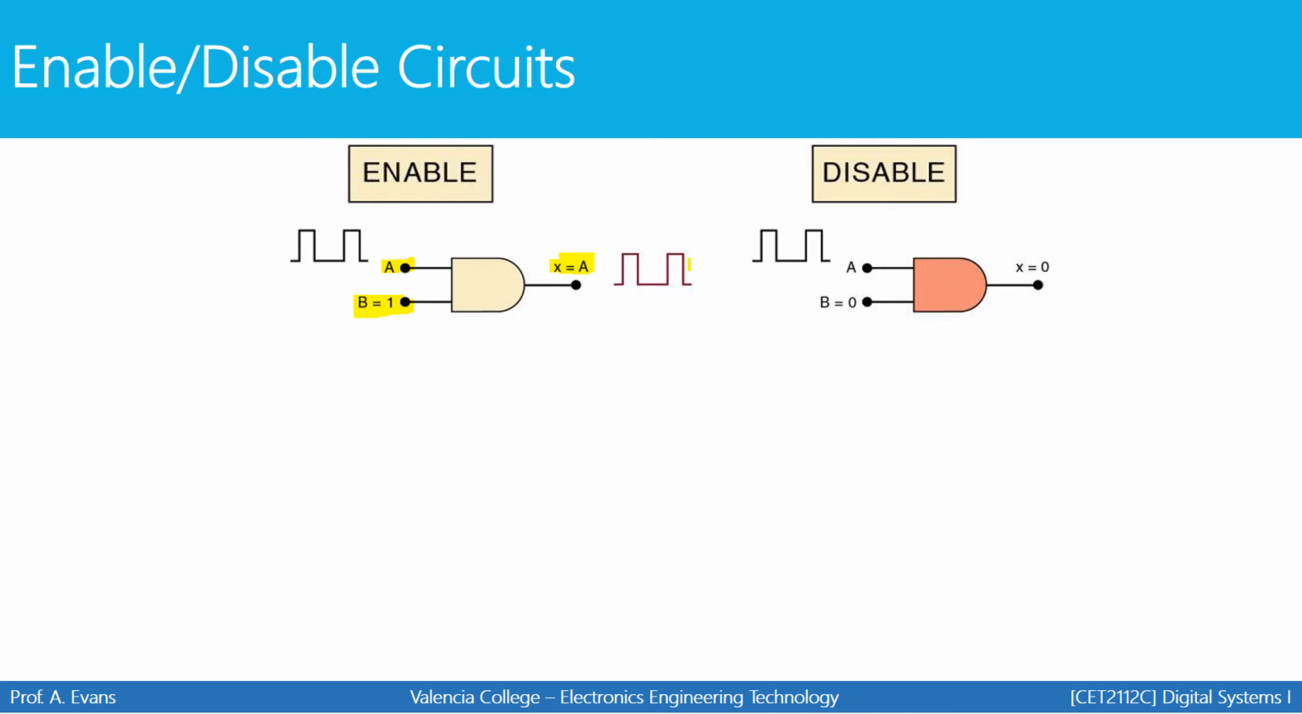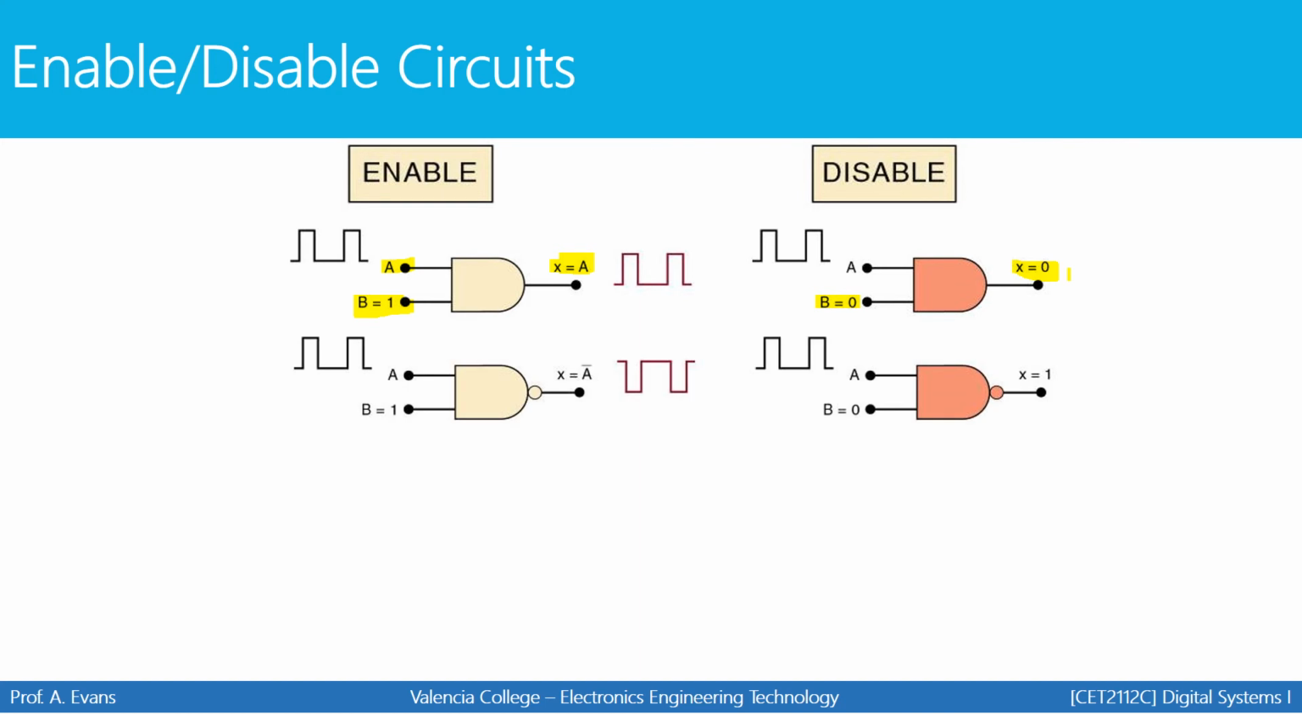However, if we take that same AND gate and tie that second input to 0, we know that the output will always be low, no matter what the other input is. We also learned that as one of our Boolean theorems. And we would call this a disabled circuit because we're sending in a square wave signal and we're getting a constant low out. The signal is disabled.